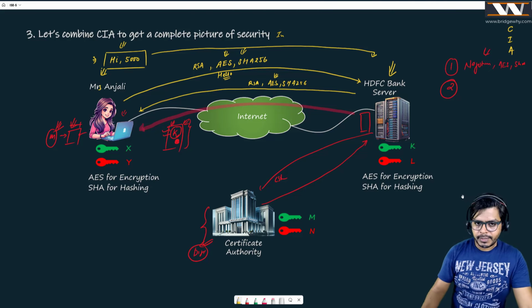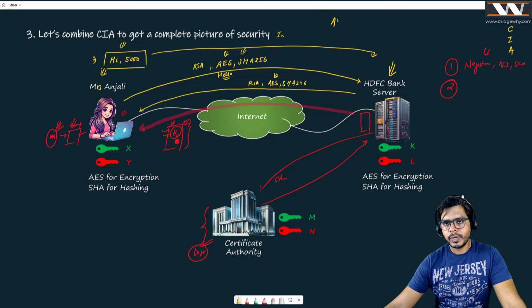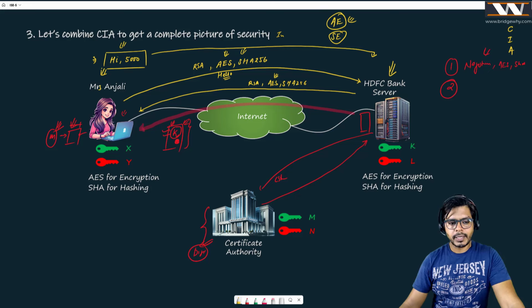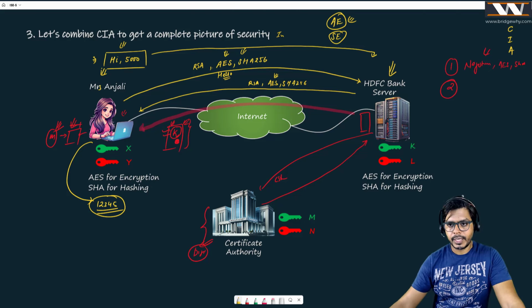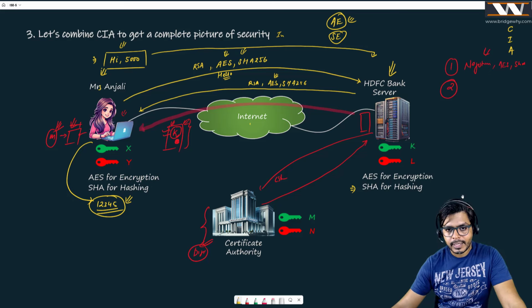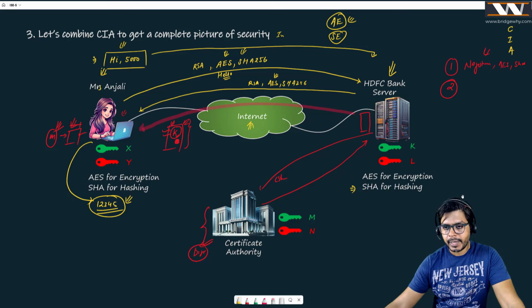So Mr. Vikram, you agree with me that asymmetric encryption is going to be costly for the CPU, right? Yeah, that's correct. That is why we are going to use symmetric encryption. For symmetric encryption, both the parties should have the same key, 1, 2, 3, 4, 5, right? This key can be generated by Anjali. Anjali can use any key for the symmetric encryption. But how is this key going to be there with the HDFC Bank? We need to make sure that we can exchange this key over the internet securely. You agree with me that the HDFC Bank server should have 1, 2, 3, 4, 5 or not? Yes, since it's bi-directional communication, the server should also have it.